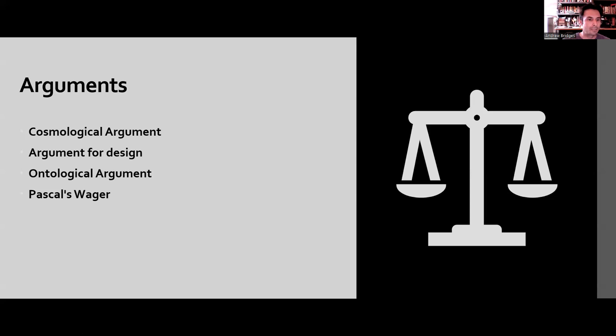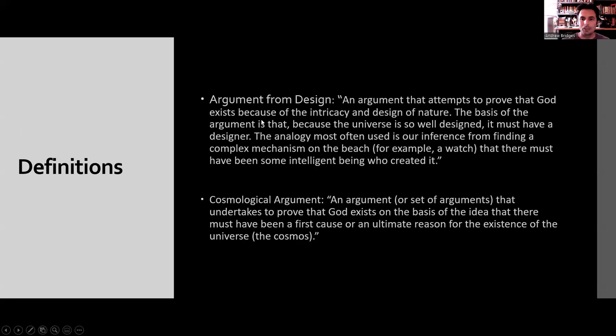I'm going to review the definitions of each briefly, and then I will discuss each argument and the counterarguments in more detail. So the argument from design, and this is from the glossary in the Big Questions text, 8th edition: an argument that attempts to prove that God exists because of the intricacies of design of nature. The basis of the argument is that because the universe is so well designed, it must have a designer. The analogy most often used is our inference from finding a complex mechanism on the beach.